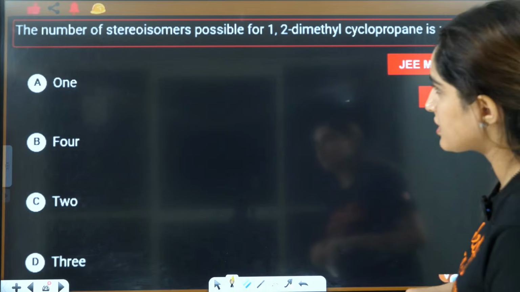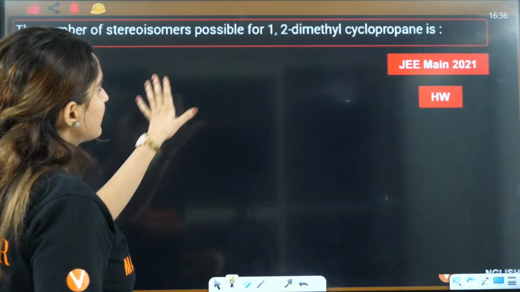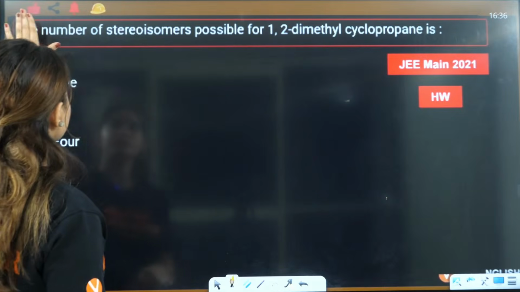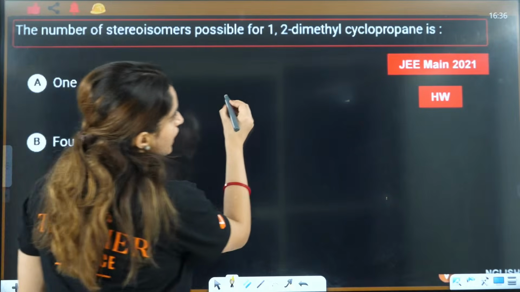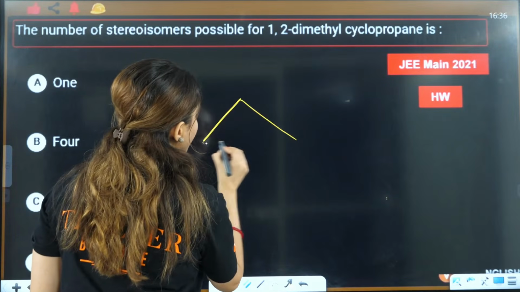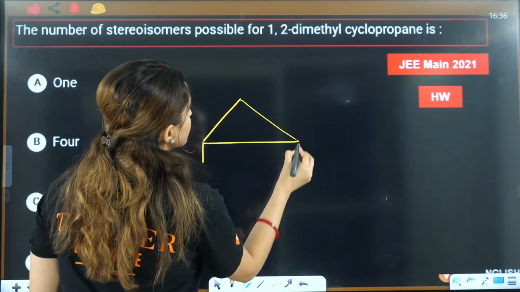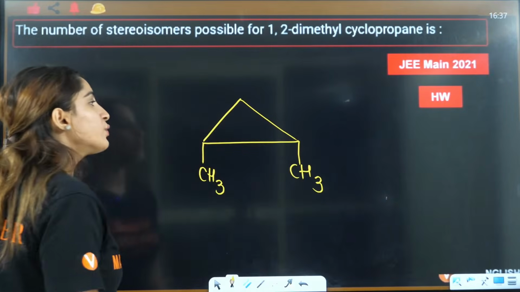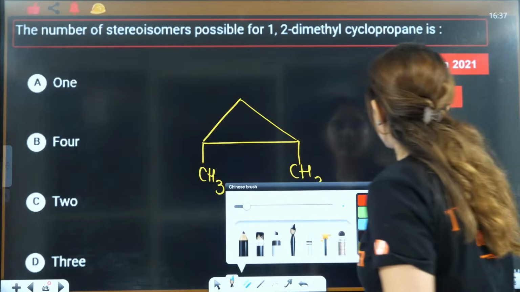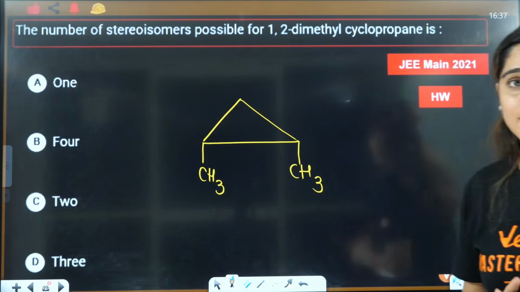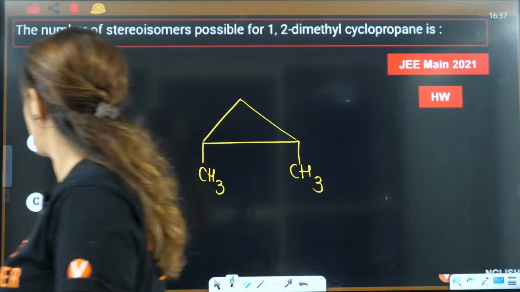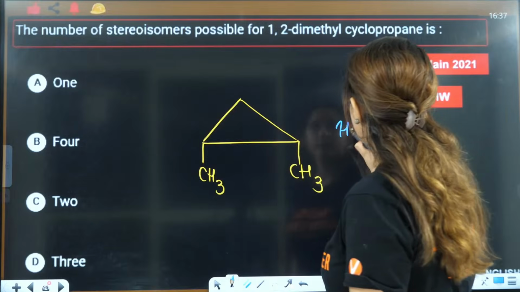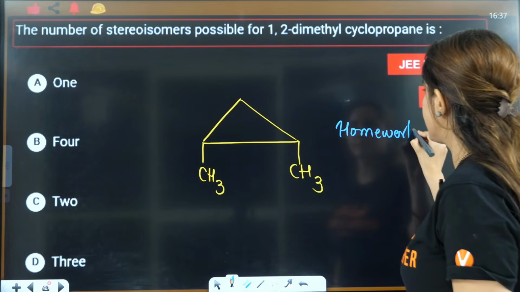Now this is another question that is for your homework, right? I'll just draw the structure and you'll have to tell me which is the correct option. This is for homework. The number of stereoisomers for cyclopropane, right? 1, 2. That means on the first position and on the second position you have CH3, right? Now you have to tell how many stereoisomers are possible in this case, right? Okay, everybody. 1, 4, 2, 3. That is your homework, right?